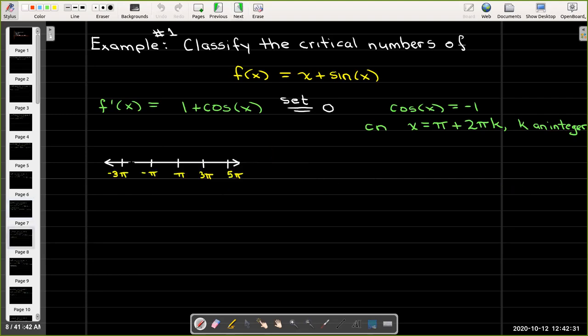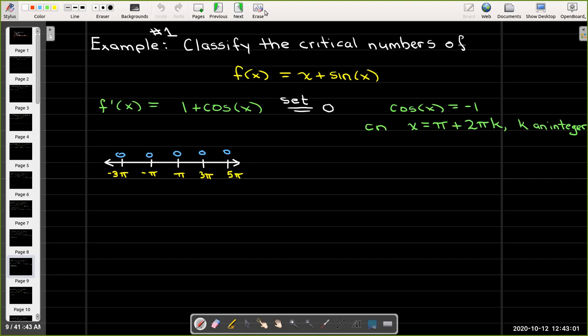So I've drawn a number line, and on my number line, I have all of the critical numbers, or a sample of the critical numbers, since there's infinitely many, but there's enough critical numbers for me to see any patterns. Now, all of these critical numbers are the type where the first derivative is zero, so I went ahead and wrote zero above each critical number.